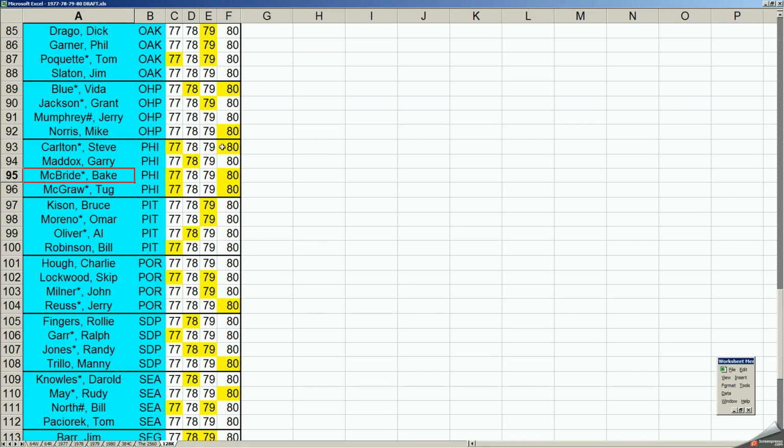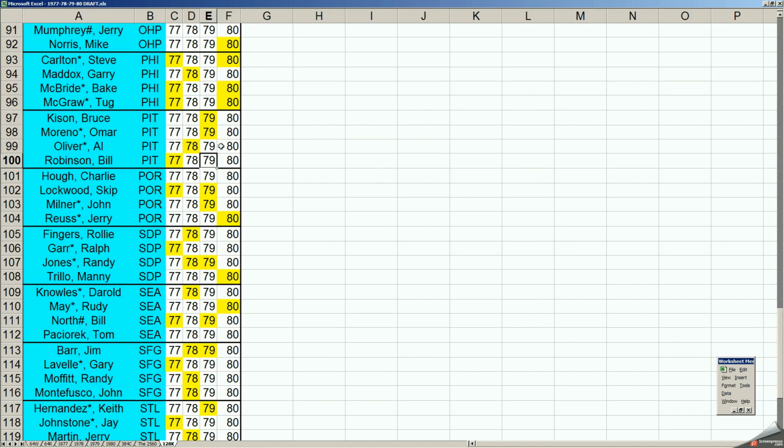Great news for the Phils. We talked about the magic year of 1980. However, you can't get all these guys in one off season. The good news is, for Carlton, McBride, and McGraw, the consolation is their 77 cards are good. And the more good news is, if you take their 77 card, you only have to take it for 1 year. Then next year you can pick their 80 card. So you've got options for all 3 of those players.